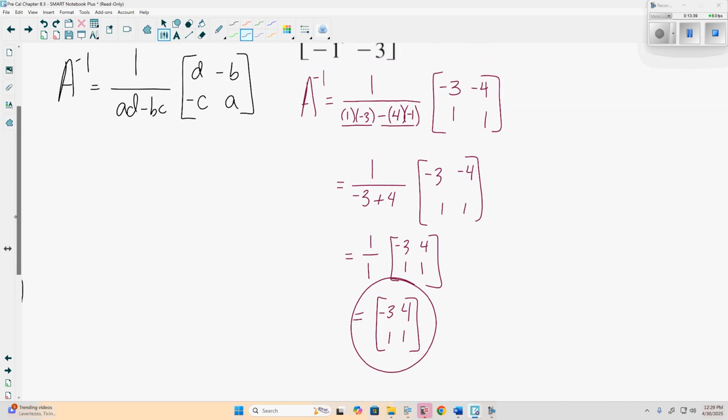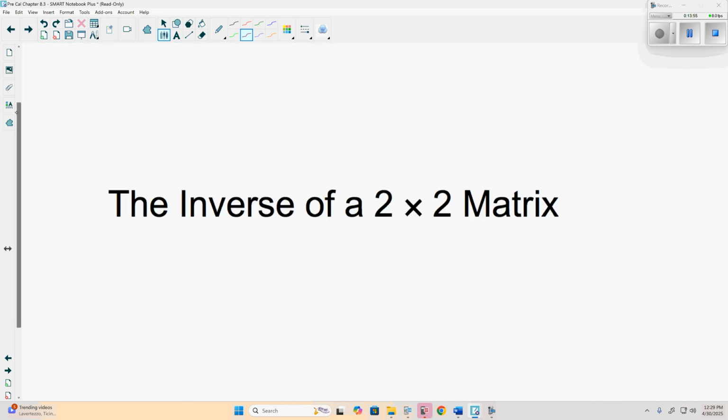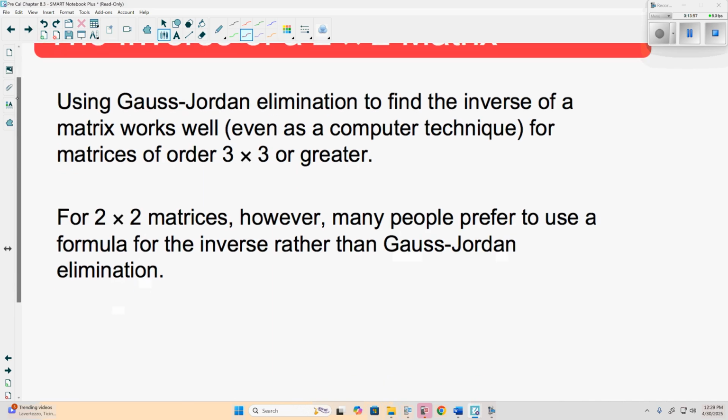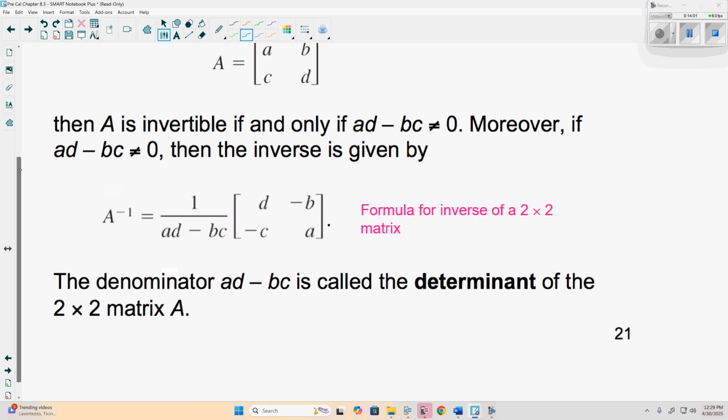So there are multiple ways to get there. For 2 by 2s, all 3 of these work. If we have anything bigger than a 2 by 2, we're either A, going to need to use the calculator, or B, use our row operations to get there. Inverse of a 2 by 2, rather, we do have a formula, which I just gave you here.